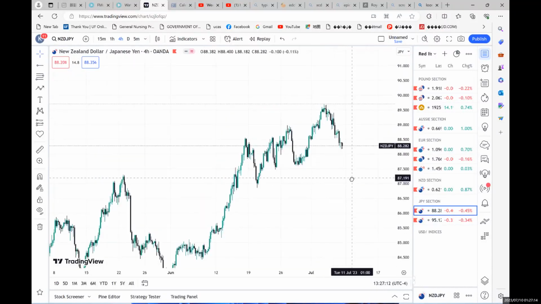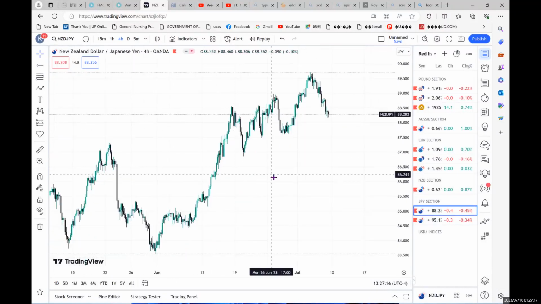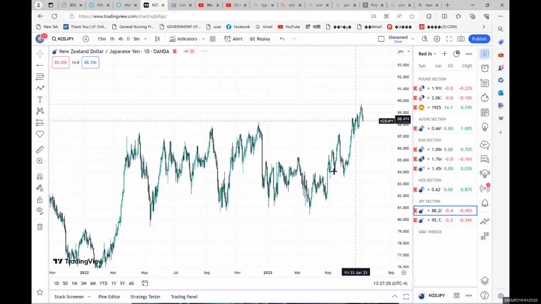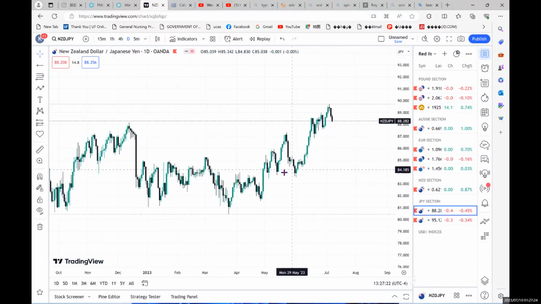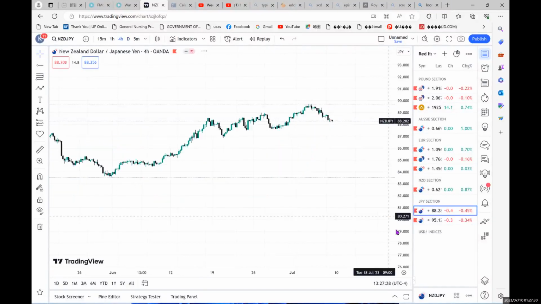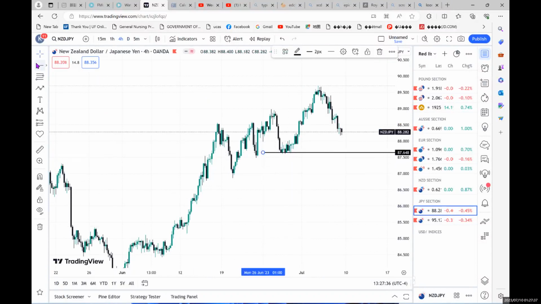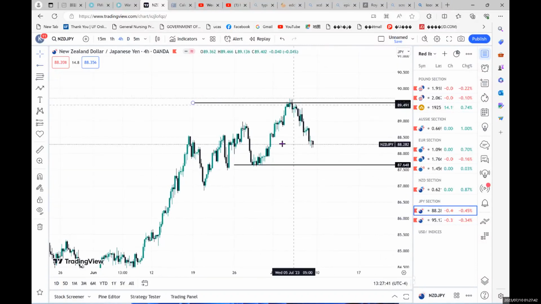NZD JPY. In the daily, we can see price is pretty much bullish. It's going up, creating higher lows, higher highs, higher lows, higher highs, higher lows, and higher highs. On our H4, we look for a range as usual. This is our last higher low and our higher high, and price broke this high here. After a break, we get what? A pullback. And we can see price is pulling back now.